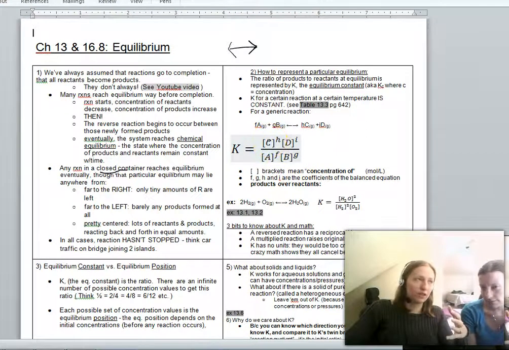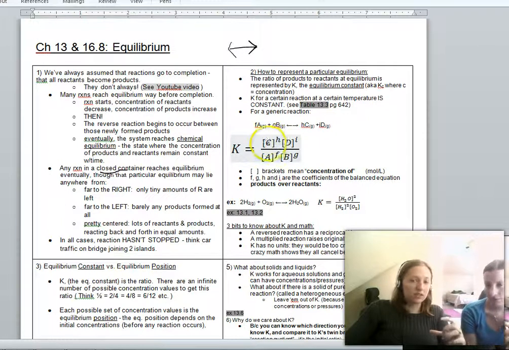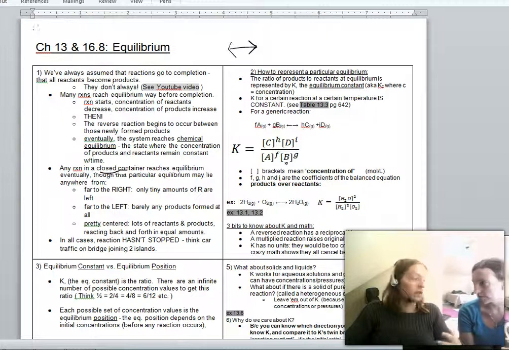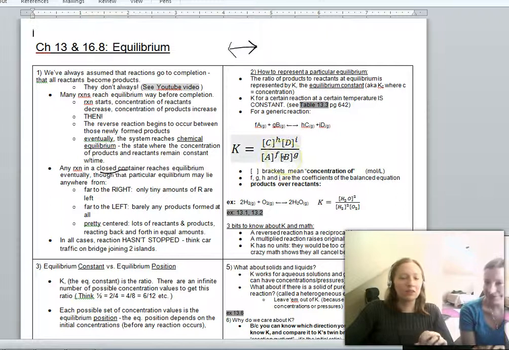And if you remember, we've done this. Square brackets means concentration of. So this is the concentration of C, the concentration of D, the concentration of A, the concentration of B, and that's molarity, so big M, moles per liter. Sometimes they'll give you amounts and the number of liters of the container, and you have to figure that one out. Typically they will give you the concentration in molarity.